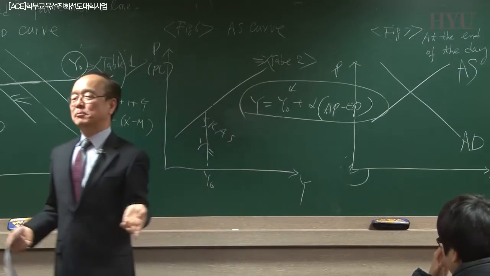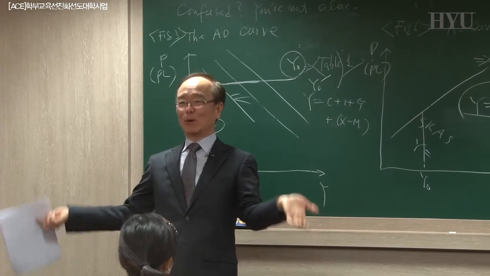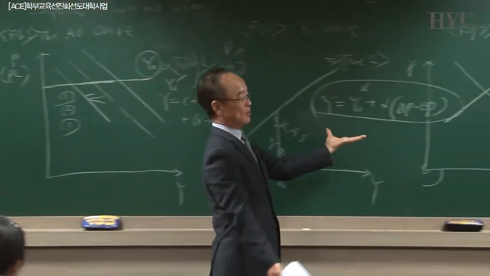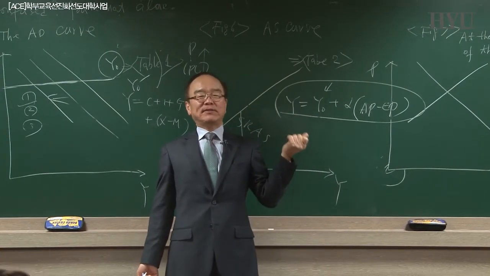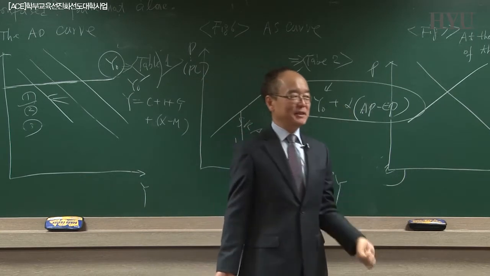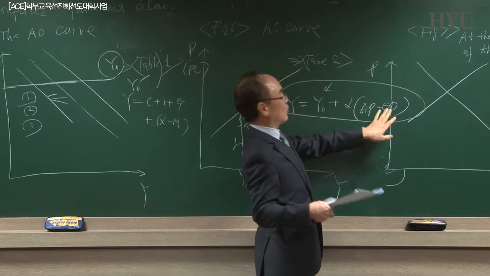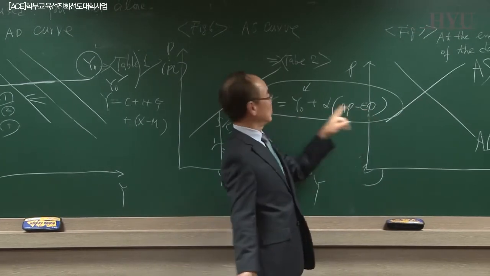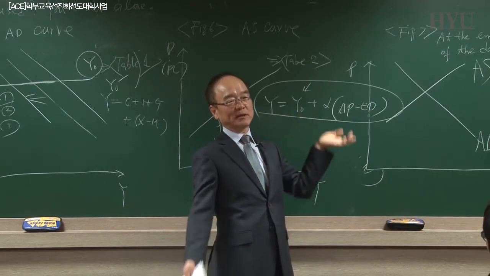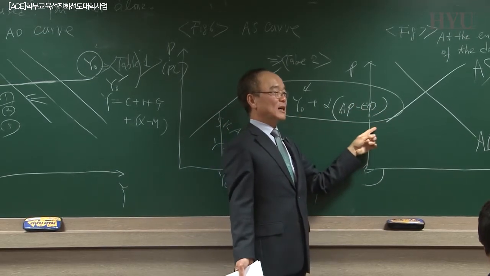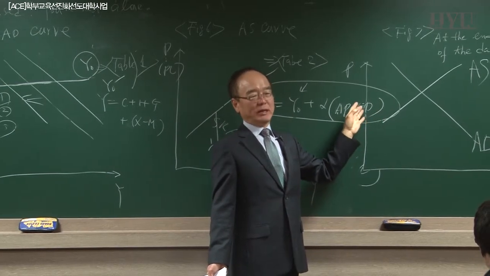This relationship appeals to your intuition. Let me explain one more time. On January 1st, you make a plan for the coming year. So you have expected prices, not just the price level. Of course, this is individual, but collectively, the whole economy has expected prices. Okay?